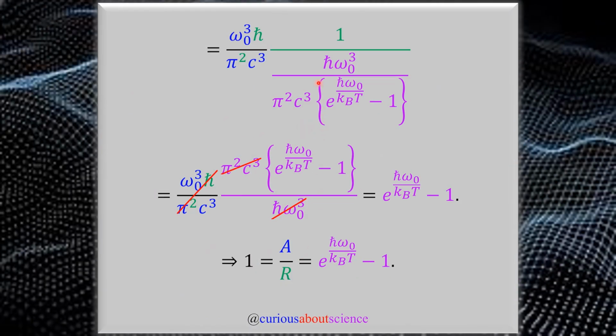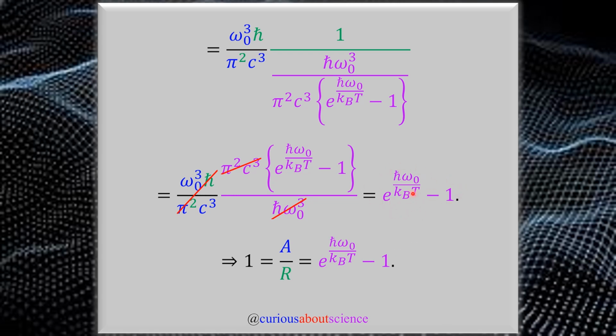Now we can substitute in the equation of the energy density, but we see that that's still in the denominator, so we have to take its reciprocal. Upon doing so, we see that all our constants cancel out. Omega naught cubed h bar with the omega naught cubed h bar here, pi squared c cubed, cancel, cancel. Love to see it. So all that we're really left with is this exponential minus 1.